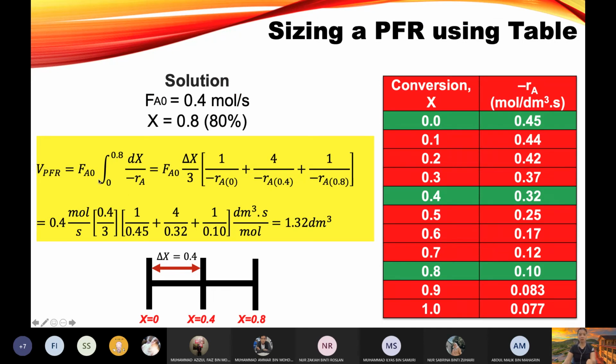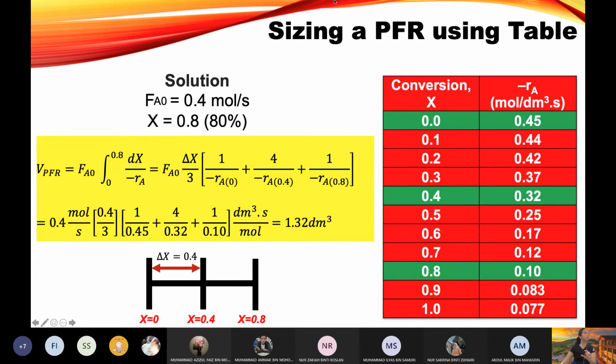So from the integral equation, volume PFR equals to FA0 integrating, part ni kamu kena betul-betul clear. One reactor converting from 0 to 0.8. Sebab dia kata final conversion 0.8 dx per minus RA. Okay, we will solve this using Simpson 1/3 rule. So become FA0 stays delta X per 3 in bracket 3 points. So first 1 per minus RA when my X is 0 plus 4 per minus RA at my middle point 0.4.